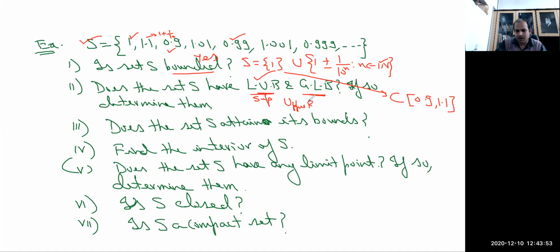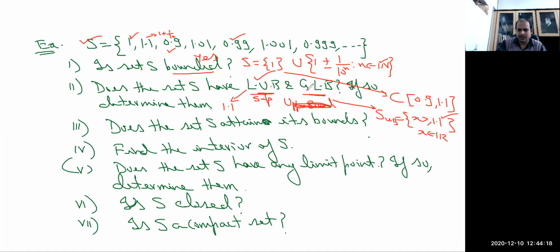If we try to find the upper bounds of set S, let me write it this way: the set of upper bounds first. The set of upper bounds is all real numbers x greater than or equal to 1.1, where x belongs to R. So among all these upper bounds, the least one is 1.1. So I can say that its least upper bound is 1.1.